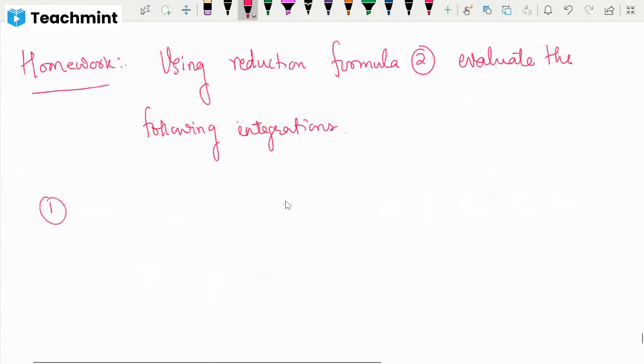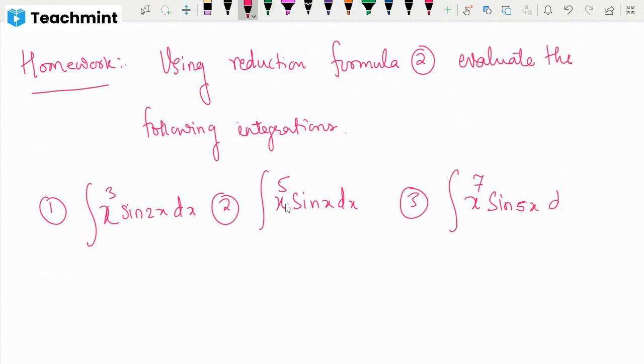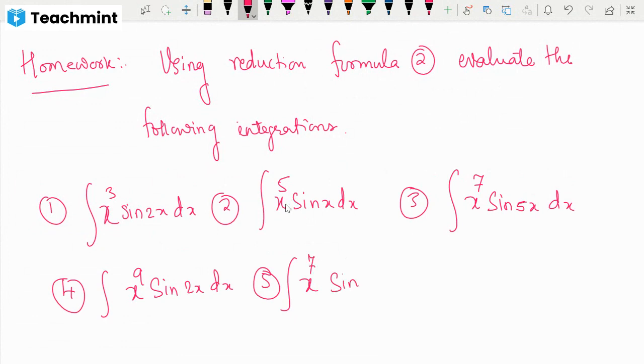First, the integration of x cube sin 2x dx. Second, x raised to 5 sin x dx. Third, x raised to 7 sin 5x dx. Fourth, the integration of x raised to 9 sin 2x dx. Fifth, the integration of x raised to 7 sin 3x dx. So do it at home.